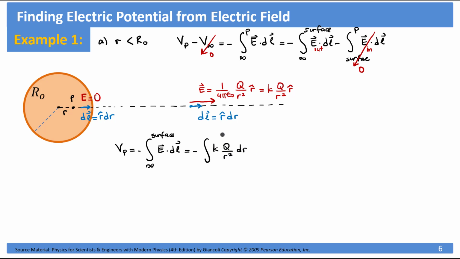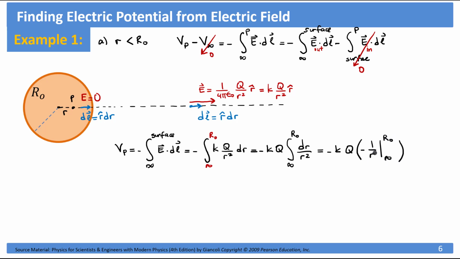Again, we can be a bit more specific now when it comes to the limits of our integral. When I'm infinitely far away, the distance from the center of the sphere to the point is infinity, and when I'm on the surface, the distance to the center of our sphere will be r0. If we solve this integral, let's first take the constants out, k, q. Inside we have dr over r squared, from infinity to r0, which is going to give us minus kq times minus 1 over r, again from infinity to r0.